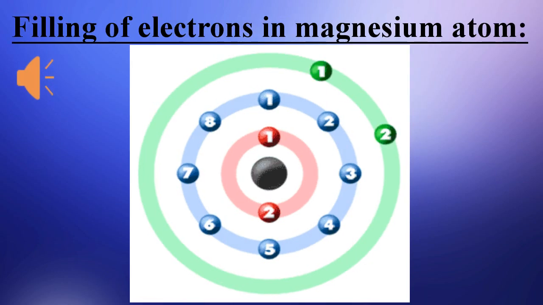Dear students, in the case of the magnesium atom, which has atomic number 12 and contains 12 electrons, they are arranged around the nucleus in such a way that 2 out of 12 electrons are filled in the first shell, and 8 electrons are filled in the second shell. The remaining 2 electrons are filled in the third shell, as shown in the picture.